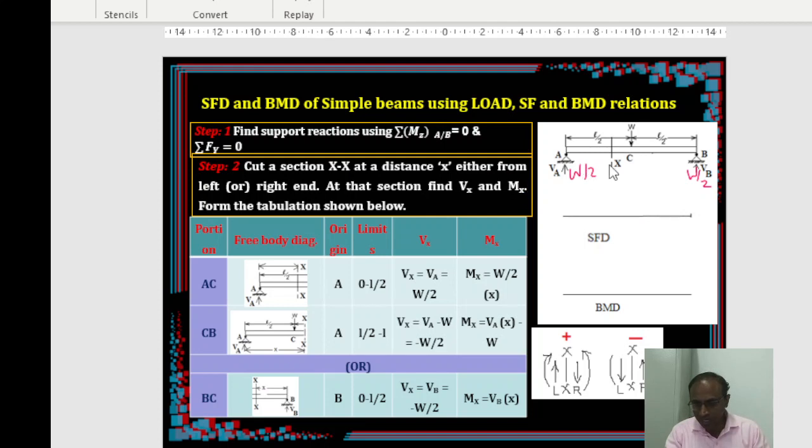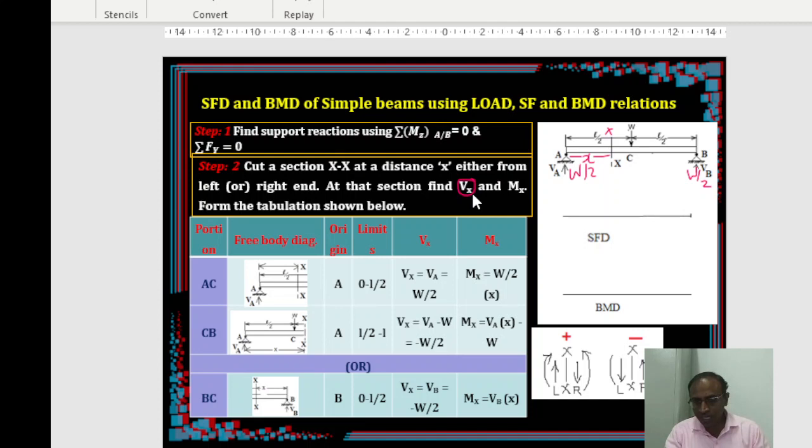You cut a section at a distance x. I have taken a section from the left side at a distance x, say section XX. Now, after taking that section, I am going to write an expression for shear force and bending moment at this section. For that you should understand the basic definitions of Vx and Mx.